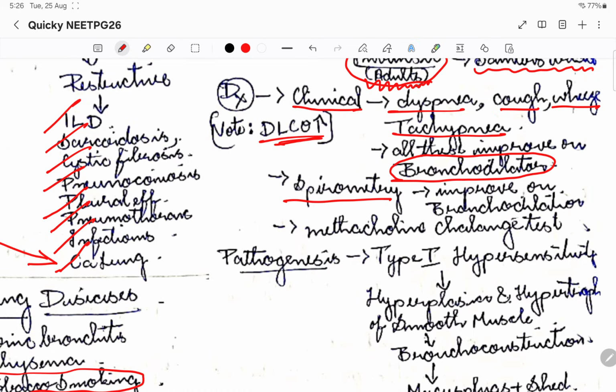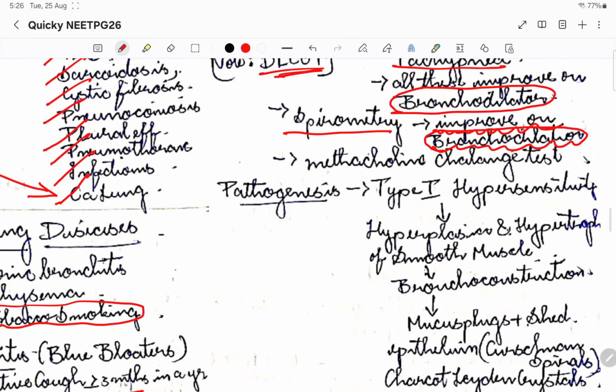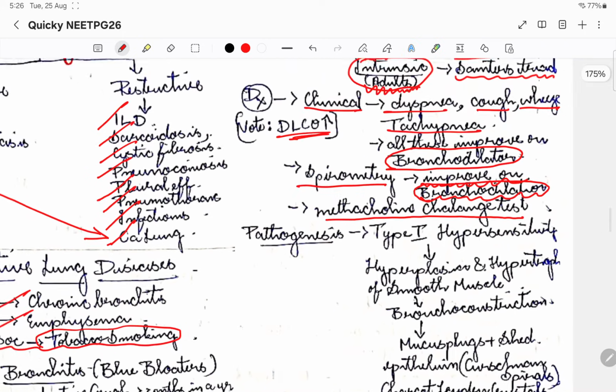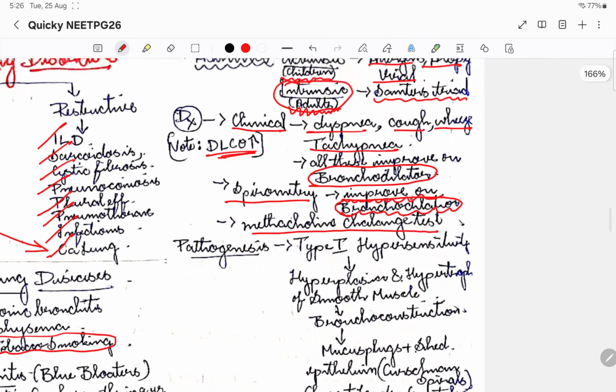Coming to spirometry, it improves with bronchodilation. Again, the clinical features improved. If I do the bronchodilation, then the spirometry will be normal. So that is how we can diagnose asthma. Then also we can do a methacholine challenge test to diagnose asthma. These are the types and criteria by which we can diagnose asthma.